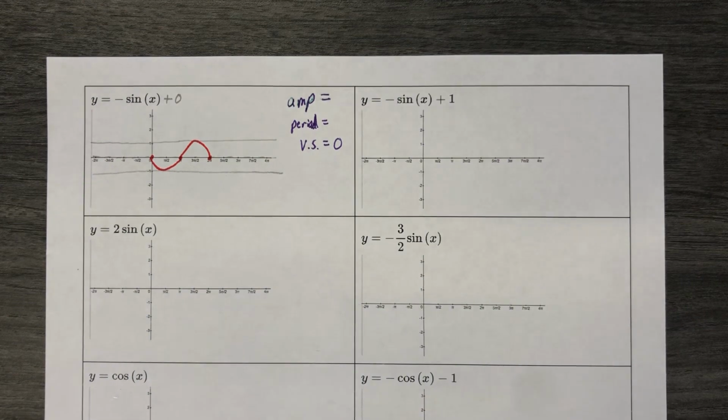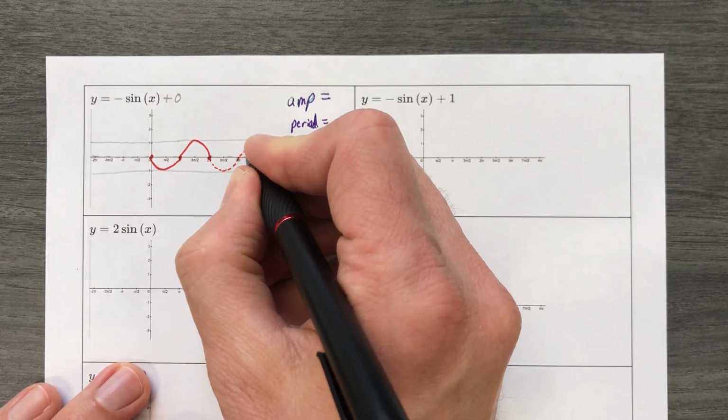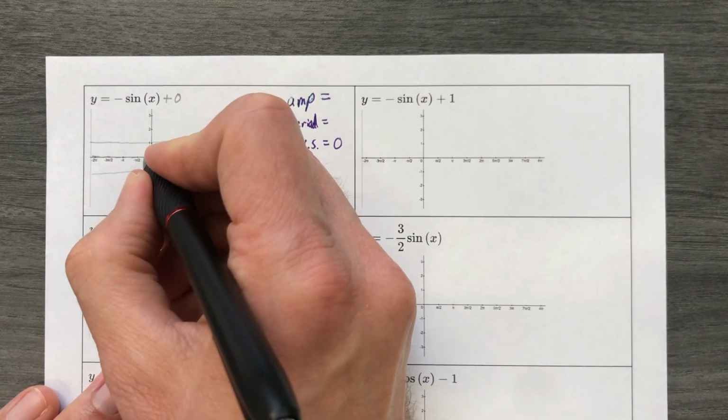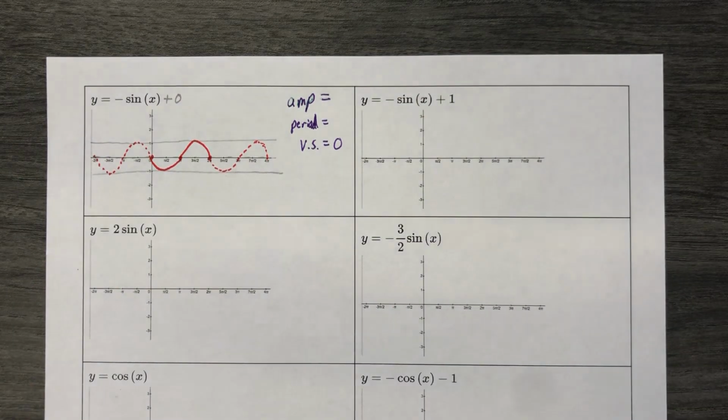Not the prettiest graph I've ever drawn. We can draw a couple more periods. There we go. That's a little bit off, but we'll go with it. There's that one. All right. Fantastic.